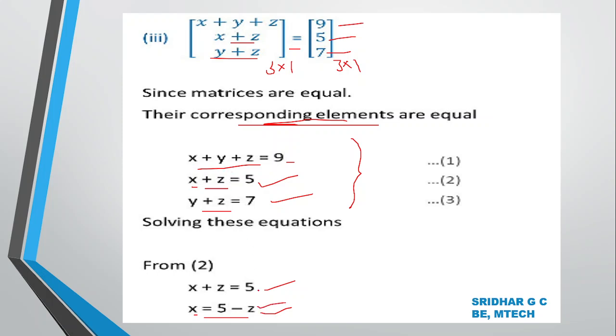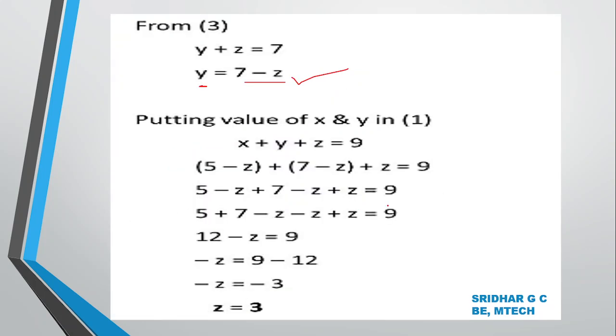X and y we have written in z. That's why let us substitute in equation 1. All the values will become in z. See, x is nothing but 5 minus z, y is nothing but 7 minus z, z as it is equals to 9. Now solve for z. So 5 minus z plus 7 minus z plus z. Anyhow minus z and plus z will get cancelled here itself. We will be left with only minus z. 5 plus 7 is 12. So finally 12 minus z equals 9.